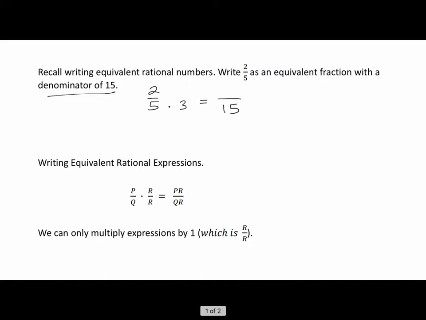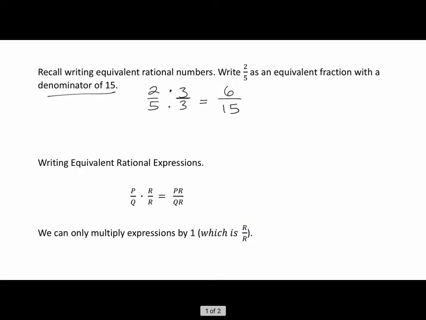So I can't just multiply 3 to the denominator because 2/15 is not the same as 2/5. I have to also multiply to the numerator. So really, I'm only multiplying by 1 here, which doesn't change the value, just changes the way it looks. So in the numerator then, 2 times 3 is 6. So 6/15 is an equivalent fraction for 2/5. It just has the denominator that we want.